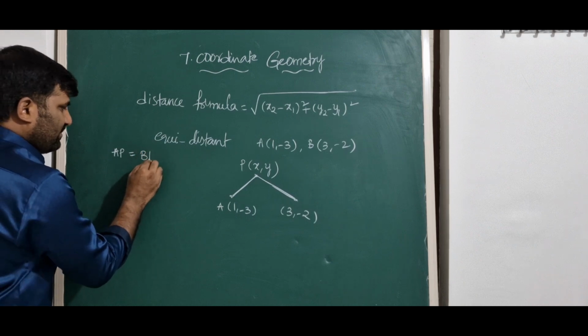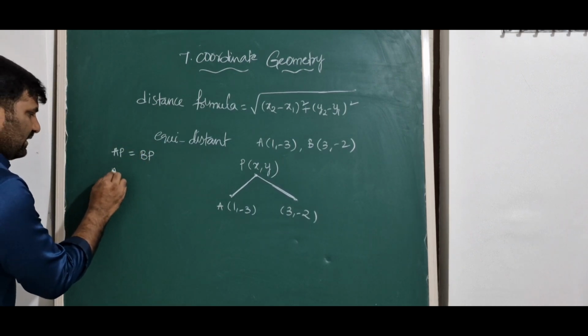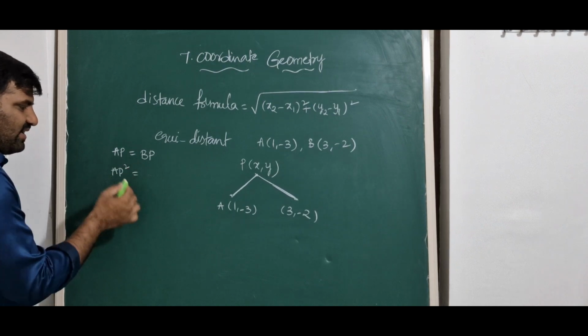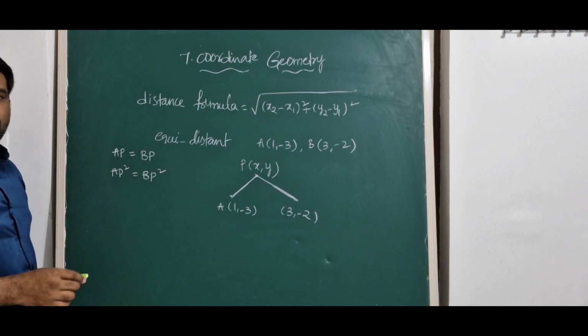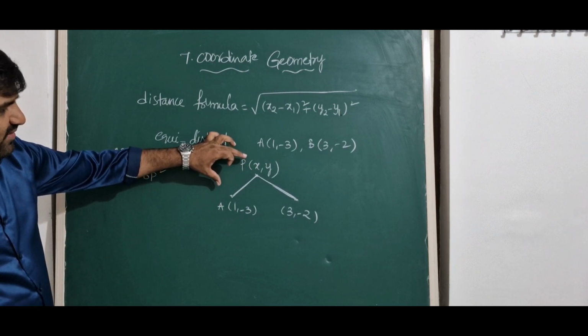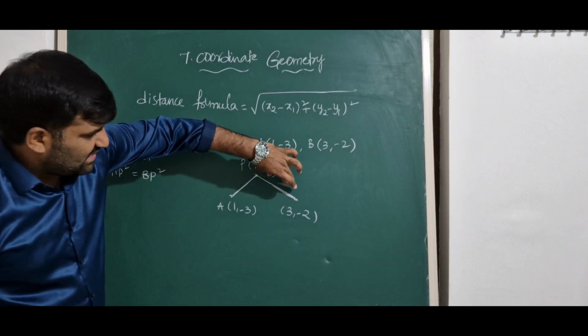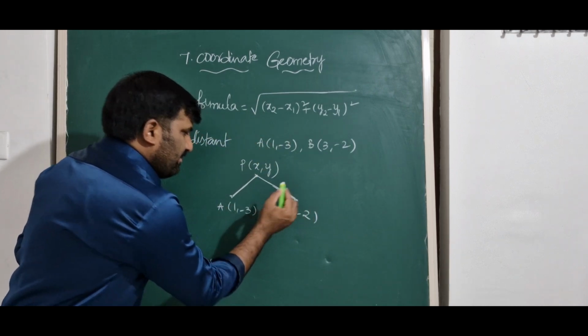I am explaining this example. You can take first AP is equal to BP. So as not to get the square root, I am directly squaring on both sides. You will get AP square is equal to BP square. See what is the meaning of equidistance: this length is equal to this length. AP length is equal to BP length.